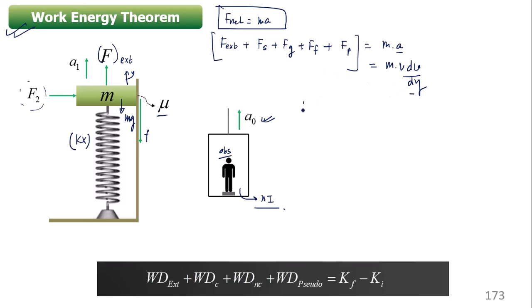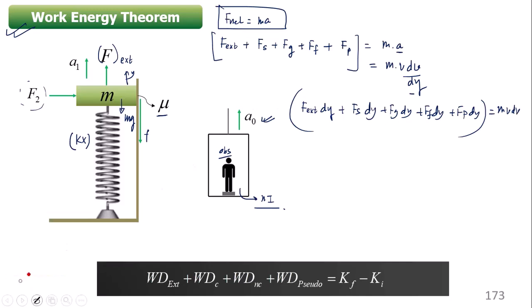Ultimately what we get is F external times dy, plus F spring times dy, plus F gravity times dy, plus F friction times dy, plus F pseudo force times dy. All the dy's are multiplied with the left-hand side, and that should equal m v dv. Now once you integrate both sides, the integration of F dot dy will give the work done. Here also it gives the work done, and here also. All are giving the work done.